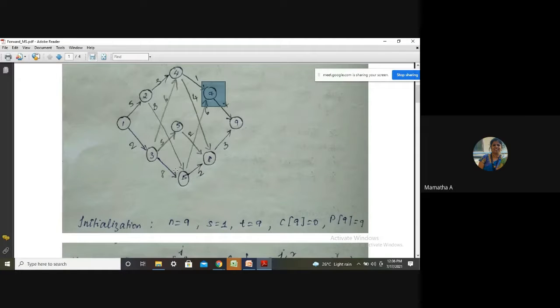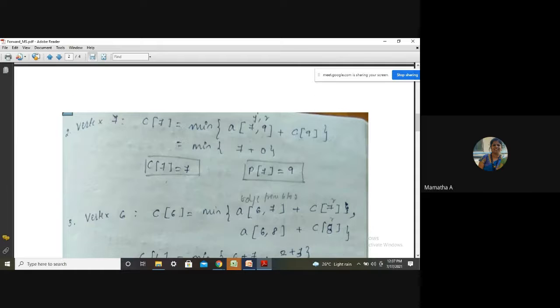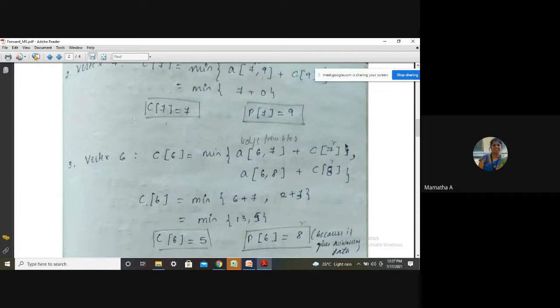Okay. From 6, how many edges we have? How many edges, students? From 6, how many edges we have? 2, ma'am. 2. And you can now see there are two values of R. One is 8, one is 7. Right? So you should apply twice now. So out of that, you should take the minimum. You can observe vertex 6.